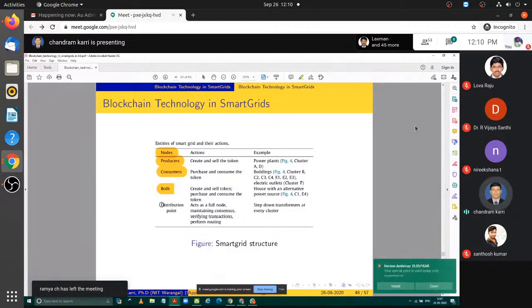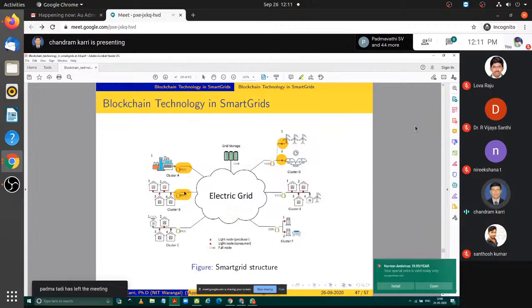And distribution points. So what is the role of a producer? Create and sell power. What is the role of a consumer? Purchase and consume. Here, if both are present, then they create and sell and also purchase. These are the distribution points. As I have shown at the distribution point, this is the full node. That means he has all authorities.